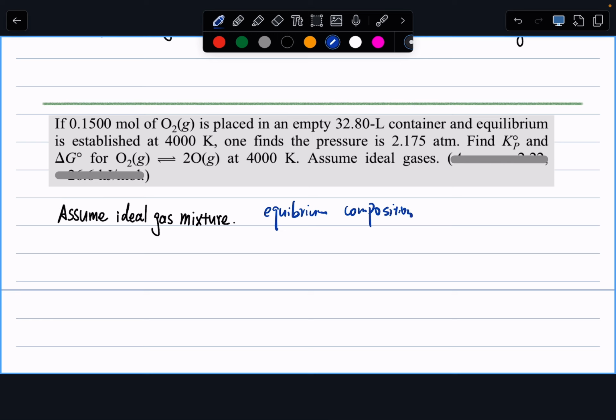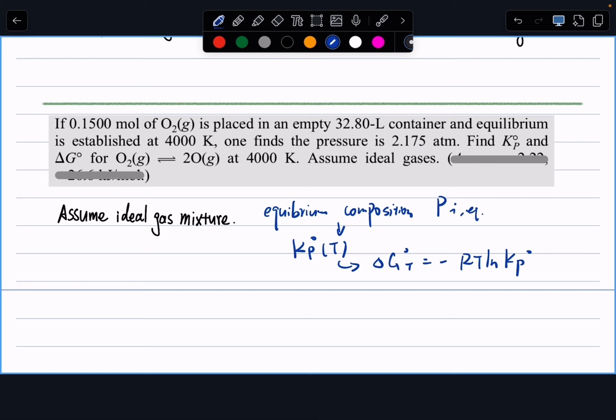Or the other way to put it is, what is my P_i at equilibrium? Like, what is the partial pressure of my reactant and product at equilibrium? Use this to solve for Kp naught, the equilibrium constant at 4,000 K, or equilibrium temperature, and then use our equation of delta G naught T equals negative RT ln Kp naught. All right, so that's the algorithm.